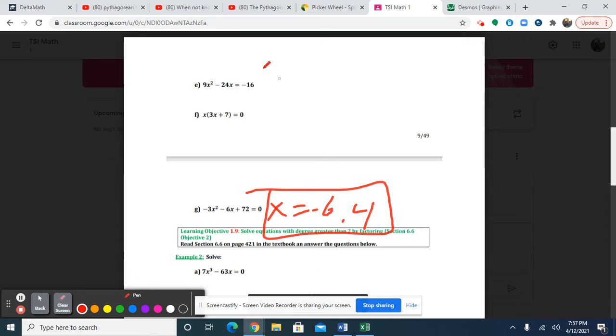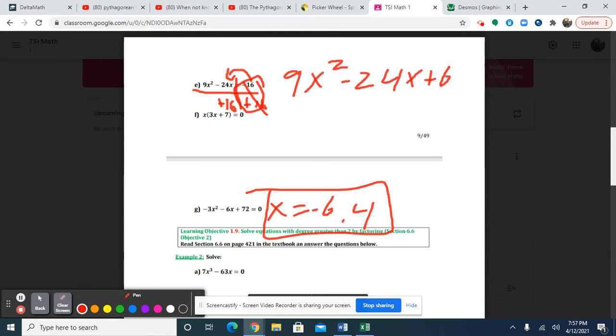And the same thing over here. Now, the only thing is that we have to make this equal to 0. So we're going to have to move 16 to the other side. We're going to add 16 to both sides. So this cancels out right here, and we're going to be left with 9x squared minus 24x plus 16 is equal to 0.